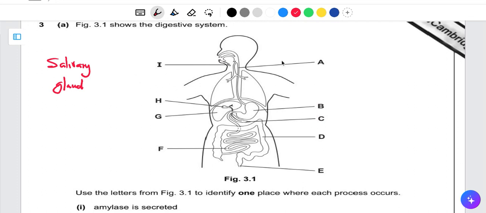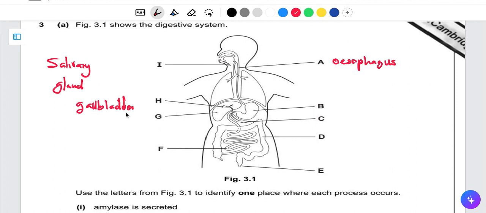Then for A is the esophagus. The esophagus is more like a passage where the food, or the bolus, passes, or it connects the oral cavity, which is the mouth, and the stomach. And that is where most of the peristalsis takes place. Then also of structure H, which is the gallbladder. So that is the gallbladder. The function of the gallbladder is to store bile.